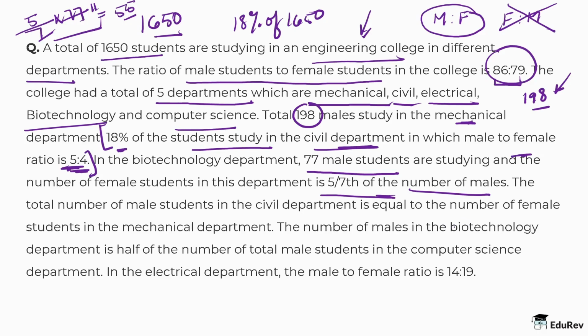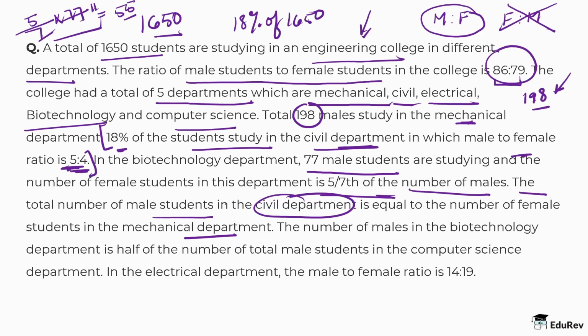Now the line says that the total number of male students in civil department is equal to the number of female students in the mechanical department. That means we need to figure out how many female students are there in the mechanical department, and that number will be equal to what?